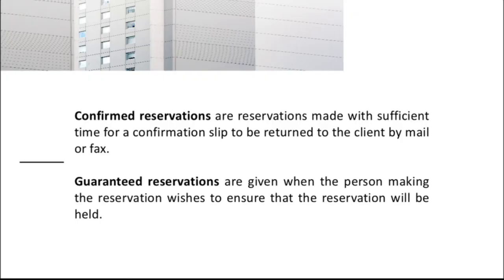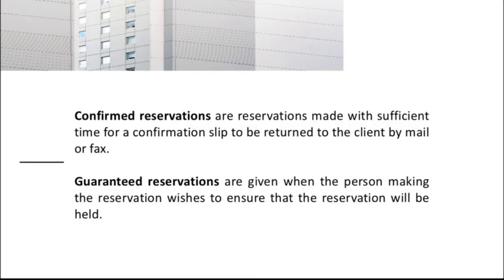So, we have two kinds of reservation. Just a little recap. Ano ba yung tinatawag natin na confirmed reservation and guaranteed reservation? When we say confirmed reservation, these are the reservations made with sufficient time for the confirmation slip to be returned to the client by mail or fax.